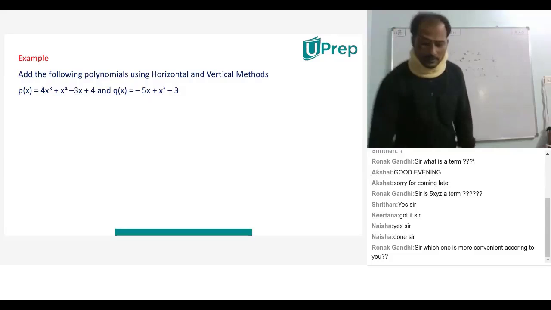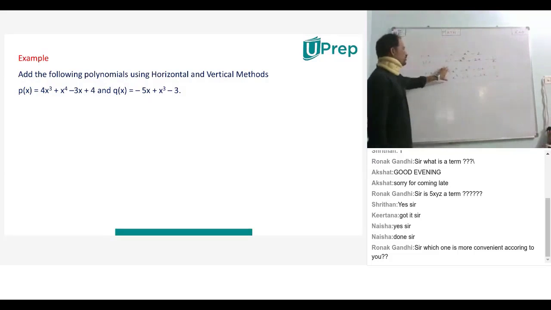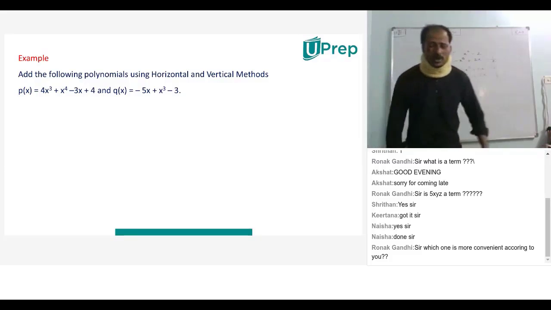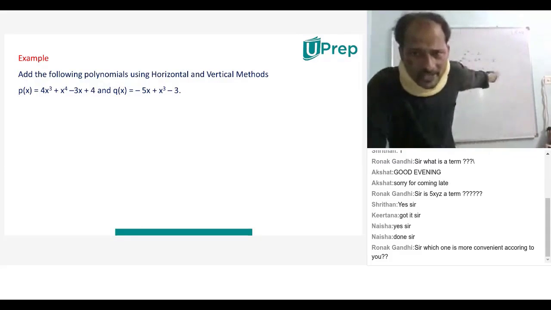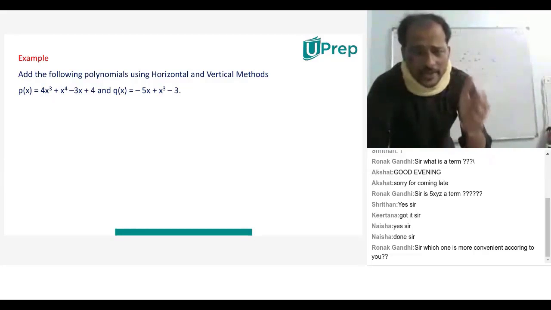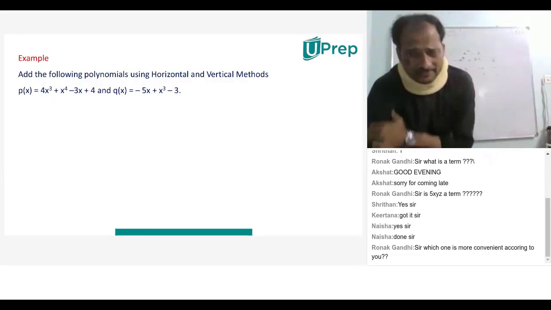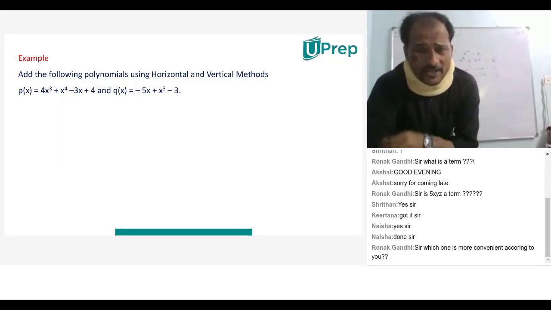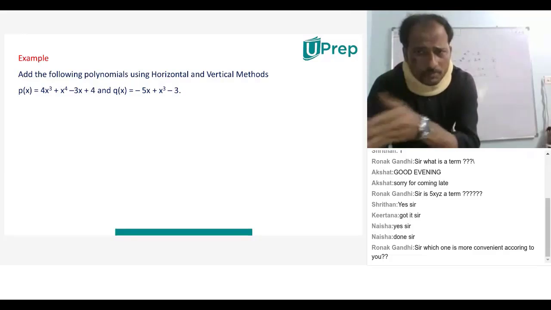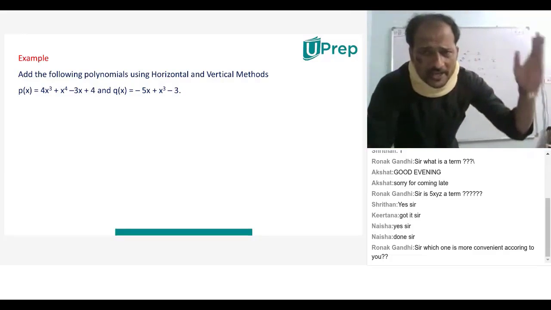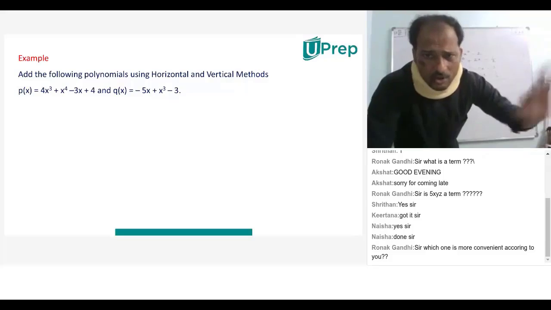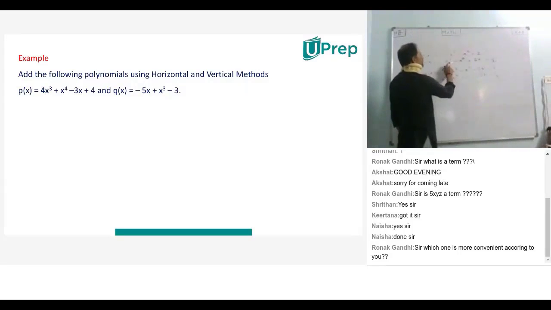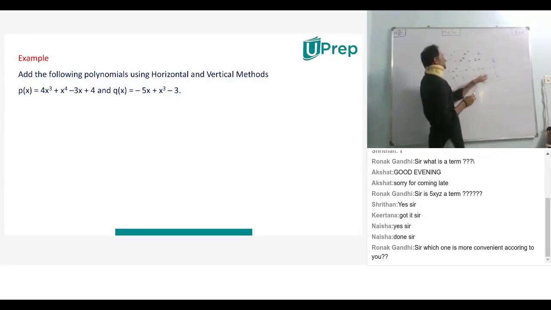Yes, sir. Okay. When we are doing addition with the help of the vertical method, we have to see whether all the possible terms exist or not. All the terms exist or not means what? If it is a cubic polynomial, that means degree 3, the cube term, square term, x term and constant should be there. And if it is a biquadratic polynomial, that is degree 4, degree 4 should be there, degree 3, degree 2, degree 1 and degree 0 should be there. That means x power 4, x cube, x square, x and the constant.